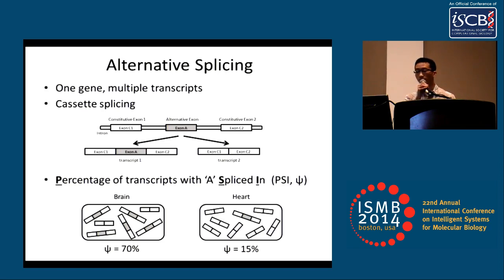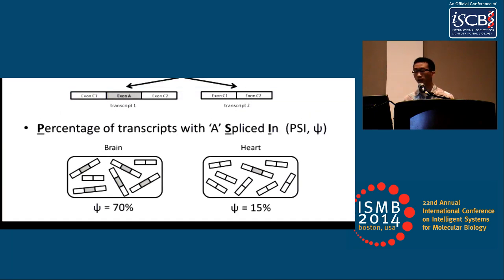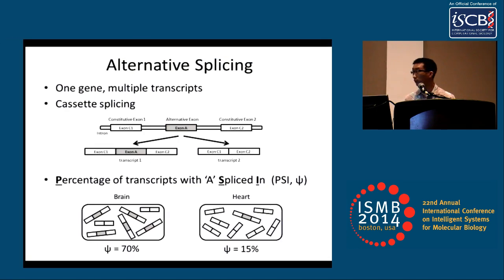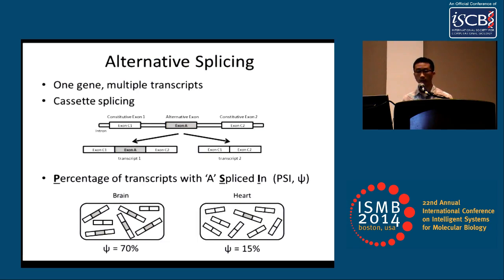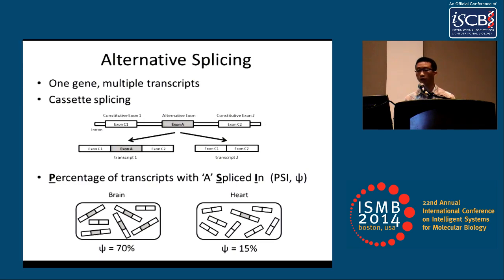And alternative splicing is a lot of times measured in something called psi, or pretty much just the percentage of transcripts with the alternative exon spliced in. So in this talk, I'll mention psi to describe this. And in the picture below, I just show that alternative splicing is context dependent. So for example, here in the brain, you could have, let's say, 70% of the transcripts that you observe having the alternative exon in it, whereas in maybe heart, you only see 15%. So the goal is to be able to predict alternative splicing patterns.